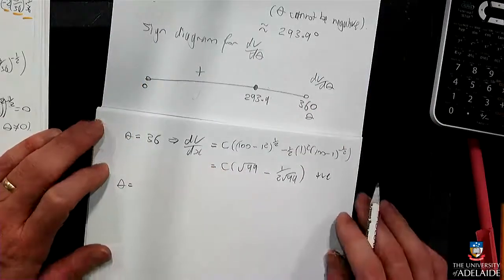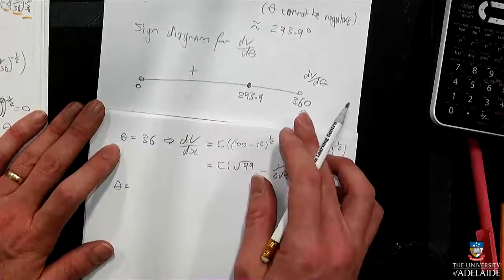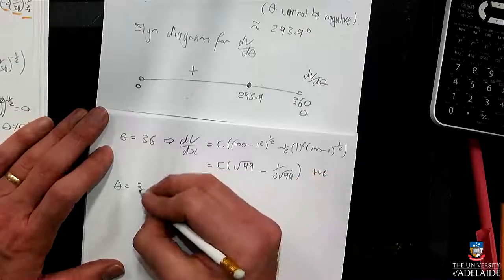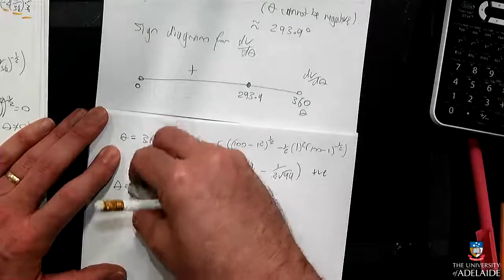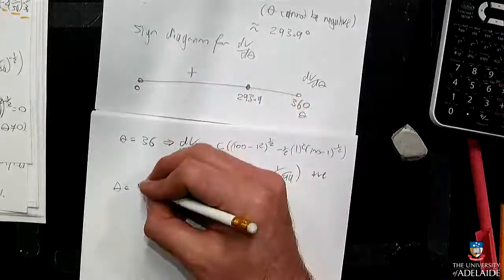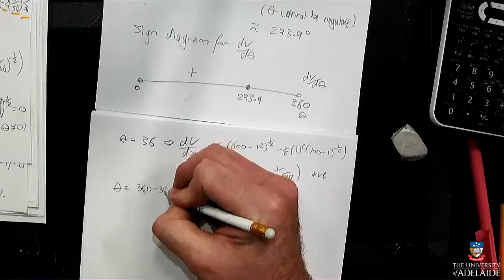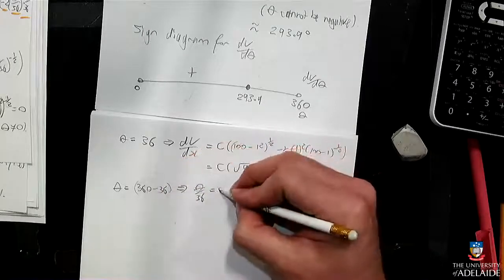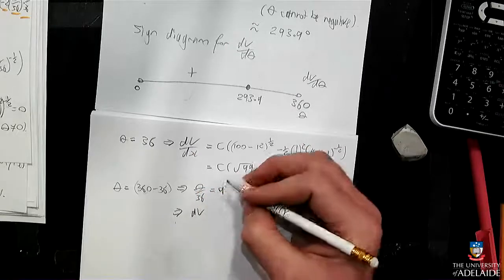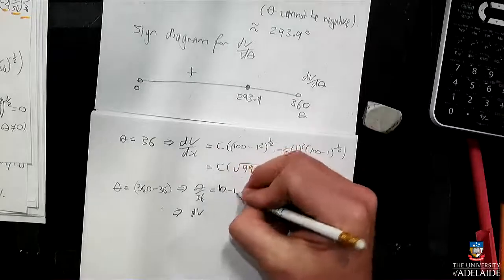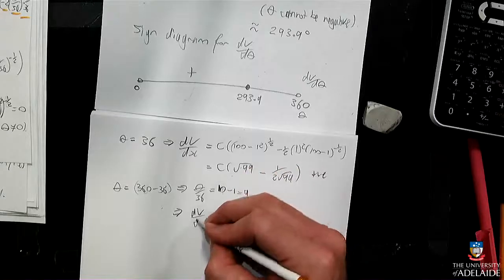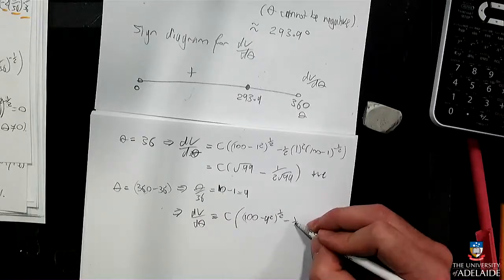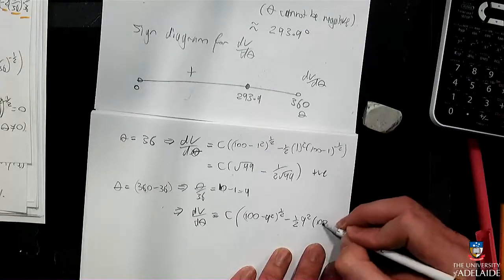And when theta is something bigger than 36, I could technically pick 360, but it's not actually in the zone, so I won't. But what if I picked 360? What if my theta was like 360 minus 36? Because then theta on 36 is like 10 minus 1, which is 9. So then dV on d theta is going to be some constant times (100 minus 9 squared) to the half, minus a half of 9 squared times (100 minus 9 squared) to the minus a half.